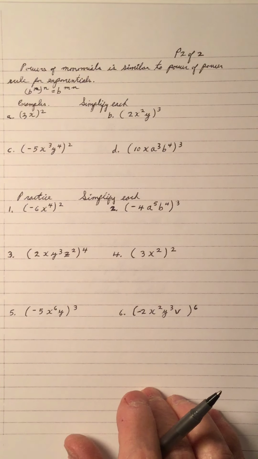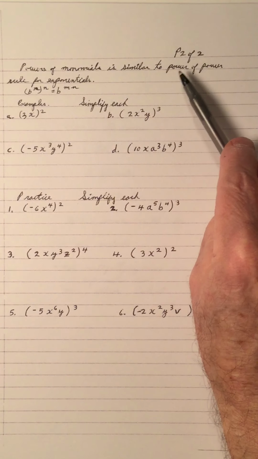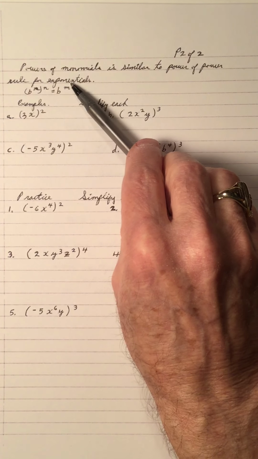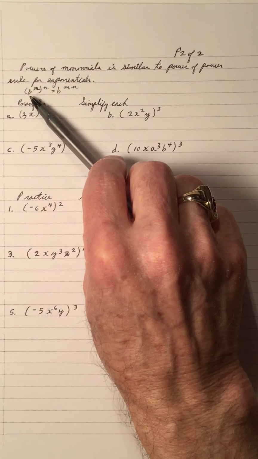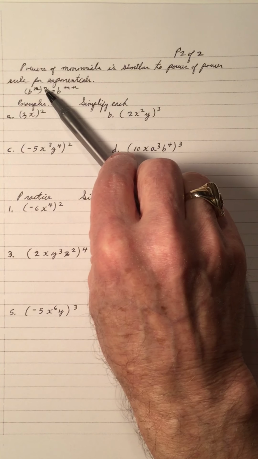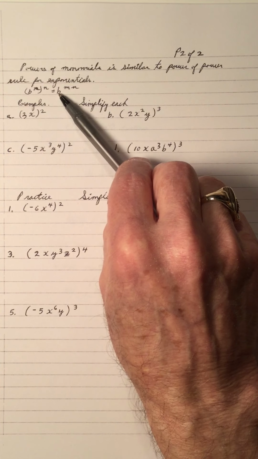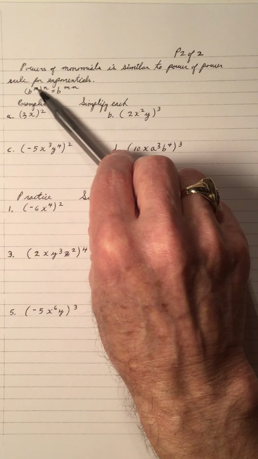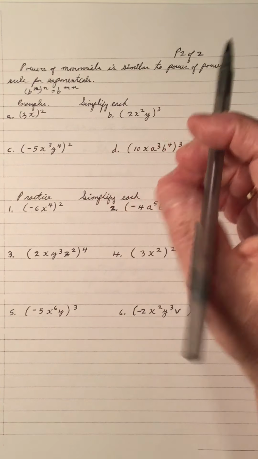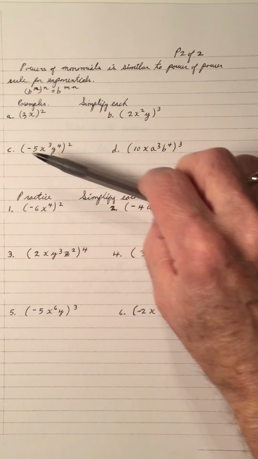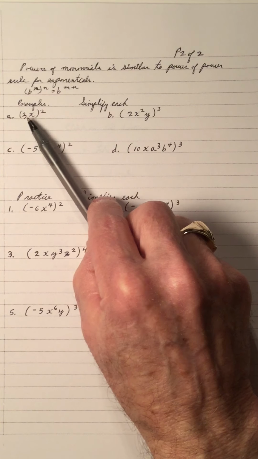The powers of a monomial is similar to the power rule of the exponentials, and that is b to the m to the n is b to the mn. You multiply these two exponents. Let's illustrate that with the powers of a monomial.